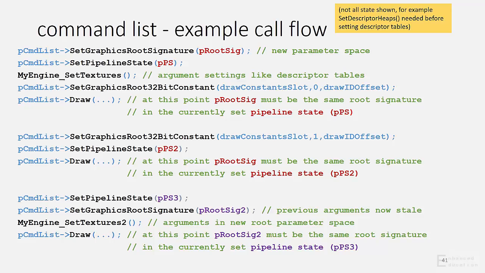Okay, so let's dive into the example. First, we set a root signature. Then we set a pipeline state. And this pipeline state, when it was originally created earlier on, would have had the same root signature passed into it, so that when the driver compiled the shaders for the pipeline state, it could bake in the details of how to traverse the root signature data structure.